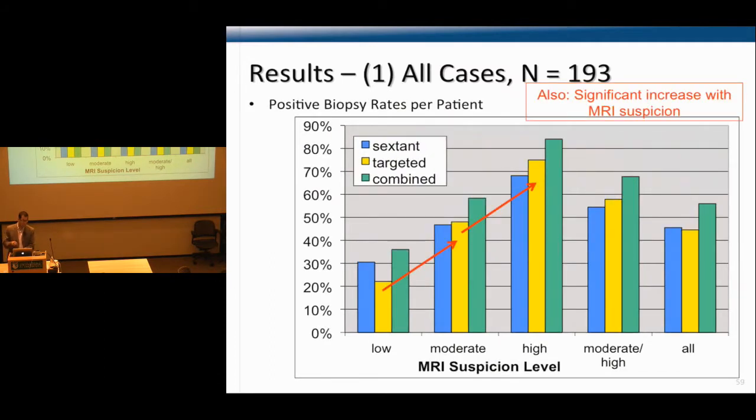However, if we look at the positive biopsy rate per patient, then we really see a significant increase based on the MRI suspicion. These categories, low, moderate, high, are what the radiologist gives as a classification, based on in how many sequences you can actually see the tumor. If you can see the lesion on T2, contrast enhanced, diffusion weighted, and spectroscopy, on all of these, it's considered a high suspicion. And the fusion system is able to increase the positive biopsy rate per patient compared to the standard of care.